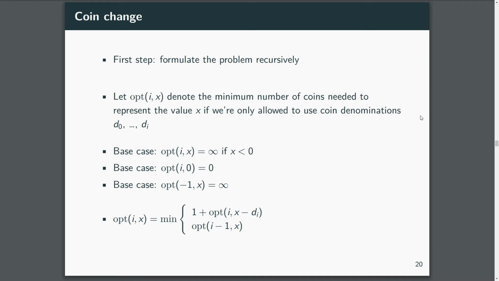Now again, the first step is to formulate the problem. So let's create a function, opt, which takes as input i and x. And this will denote the minimum number of coins that we need to create the value x, if we're only allowed to use coin denominations from the 0th coin up to the ith coin.